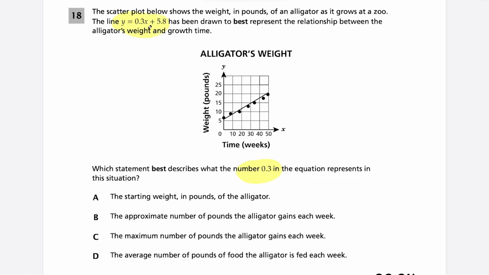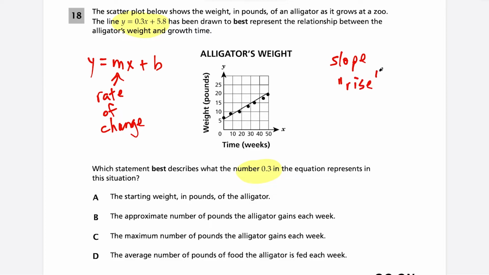So let's look at the number 0.3. It shows up in the equation here in front of the x. So let's think about that equation from before, y equals mx plus b. And remember, I said that m, the slope, represents the rate of change. Now, one thing that really helps with questions like this is that the slope tells you the rate of change, but on a graph, it also tells you the rise over the run. When we want to match it to one of the answer choices, the slope here is 0.3, but the rise over the run is going to help us with the units to find our correct answer.